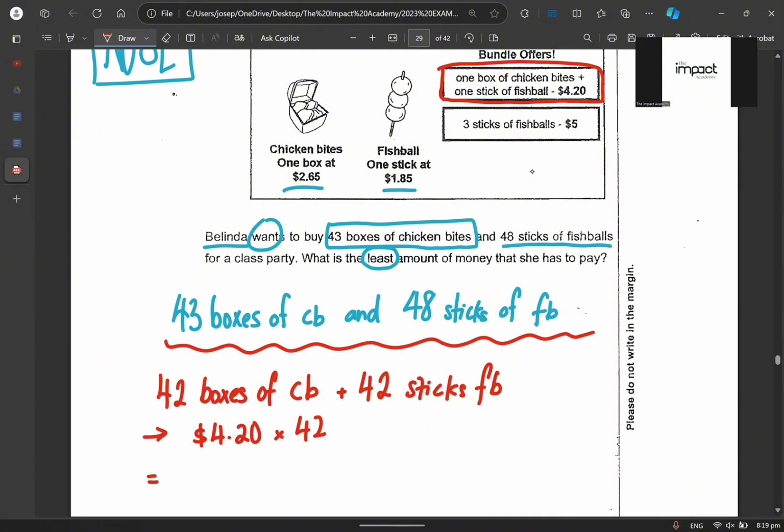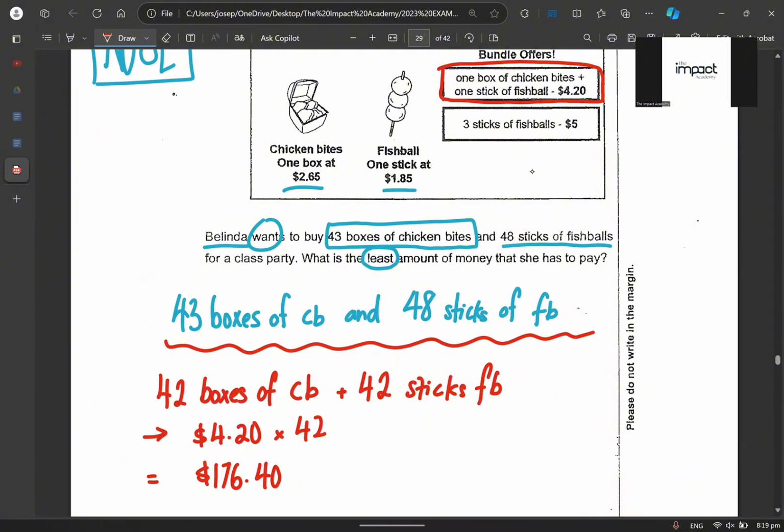The key here is to get as close as you can. All right, so 176.40. Are you understanding or not understanding? Enough? Not enough. She counts... wait.